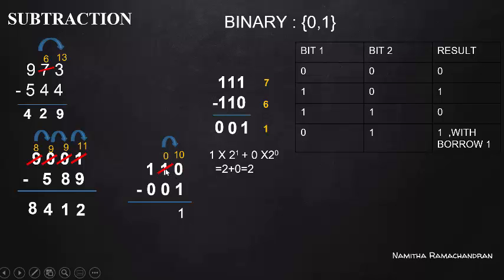So after passing one value to this location, now here the value is 0. Now 0 minus 0 is 0. Here 1 minus 0, sorry, 1 minus 0 is 1. Okay. So this one is actually 6 in decimal, 110. And 001 is 1 in decimal. 6 minus 1 is 5. So this answer is the binary equivalent of decimal 5. The answer is correct. Okay.